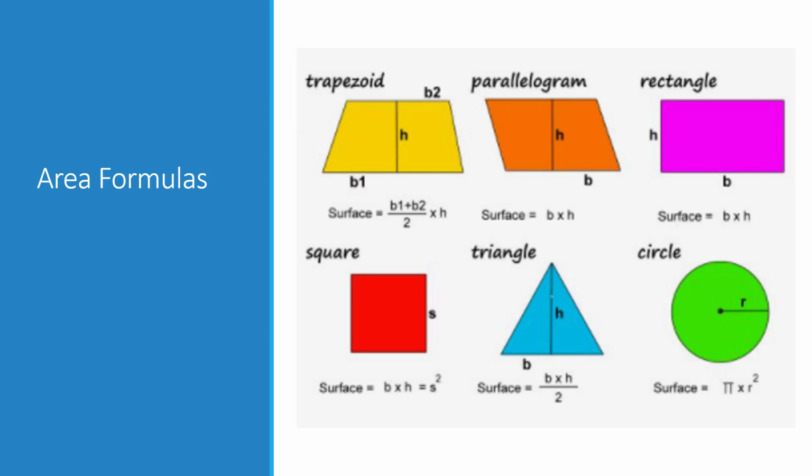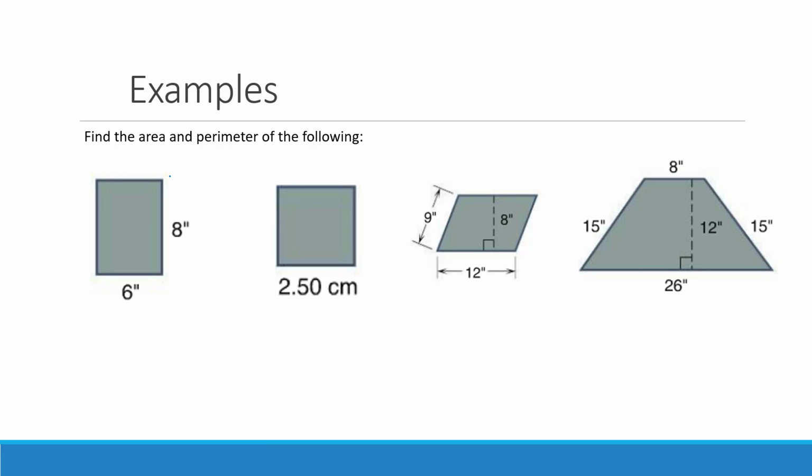In a minute, we're going to do some practice with these. I'm going to save circles, though, for the second part of the video because that one's a little more complicated. So it says, find the area and the perimeter of the following figures. Area of a rectangle is length times width. So in this case, I would do 6 times 8, which is 48. And in this case, it would be inches squared.